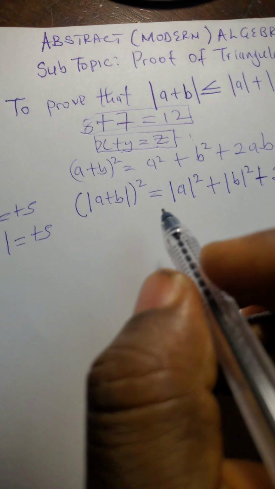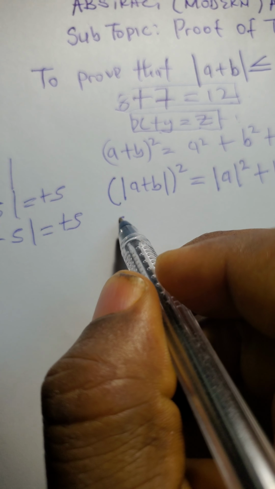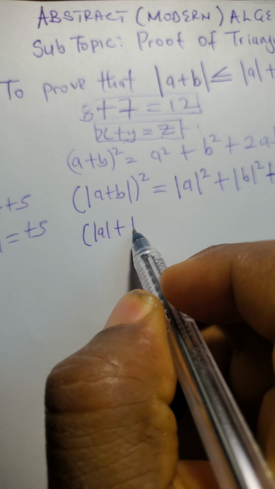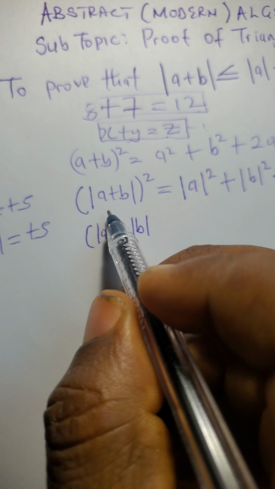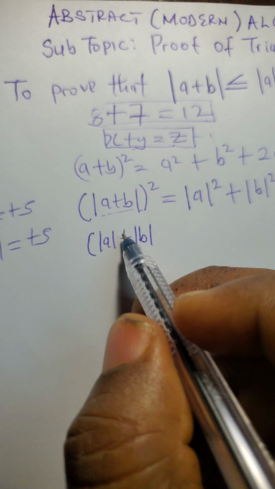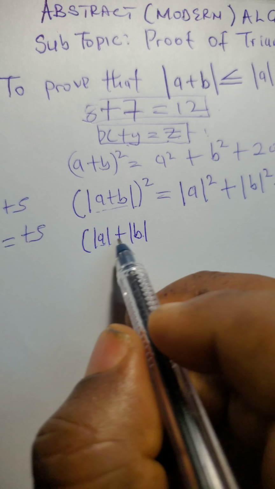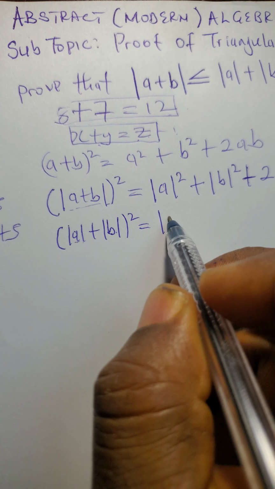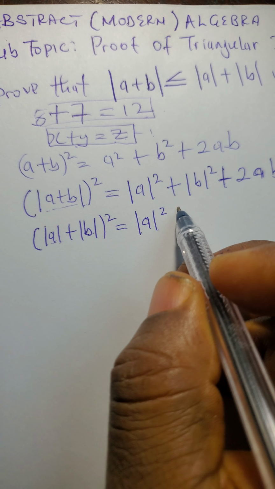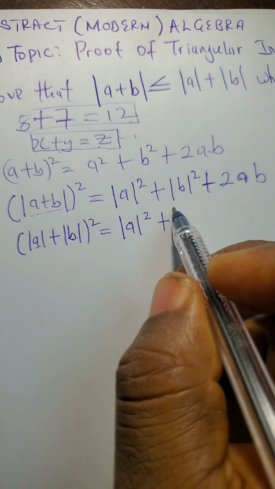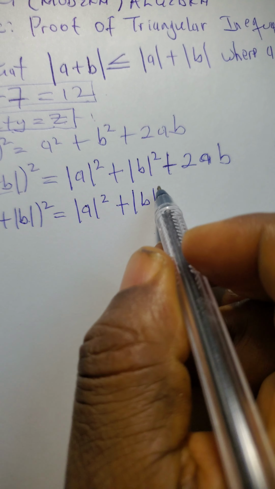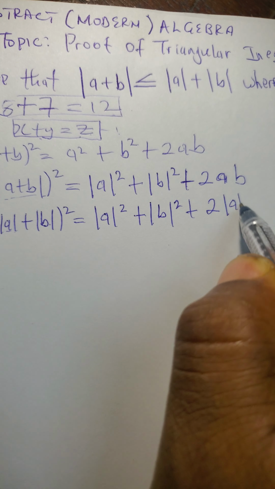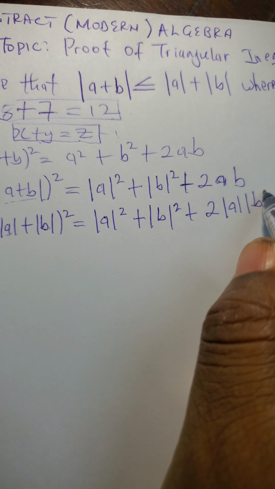So now, if you take absolute value of a plus absolute value of b, instead of taking the absolute value of the sum of the two, we take the absolute value of each of them separately. Then if we square it, we are going to have absolute value of a square plus absolute value of b square plus 2 times absolute value of a times absolute value of b.